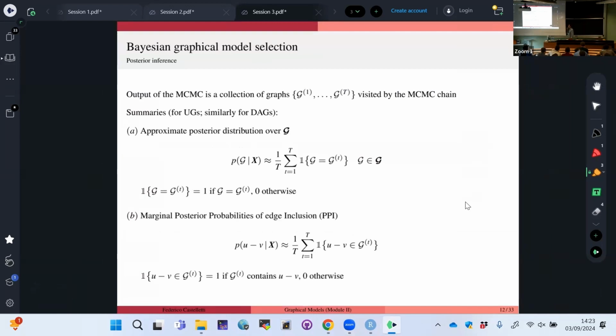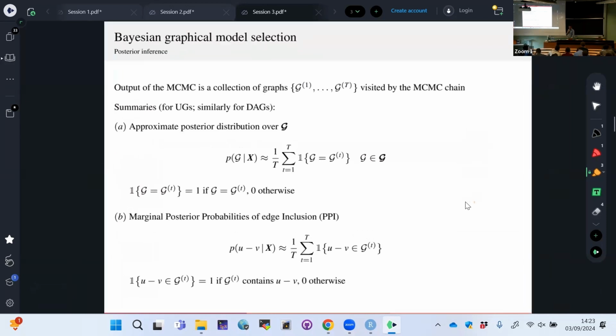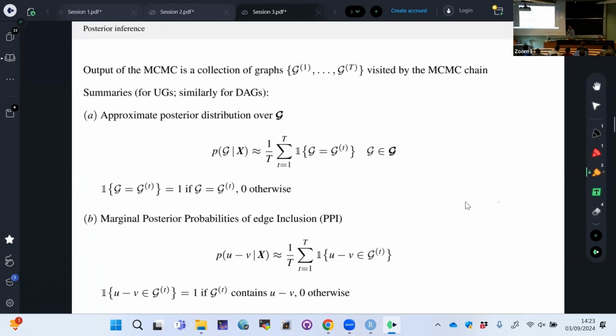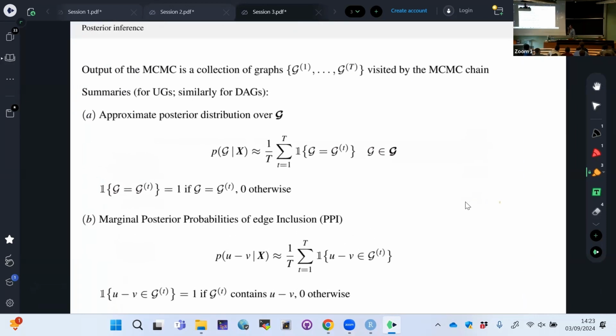Okay, so before specializing everything to the Gaussian setting, let me mention how we can summarize this kind of output, and then how we can do some posterior inference from this approximate posterior distribution. Okay, so the problem is that the output is a large number of graphs, G1, ..., G capital T, which have been visited by my Markov chain over the space of graphs. So we would like to summarize in some way this collection of graphs.